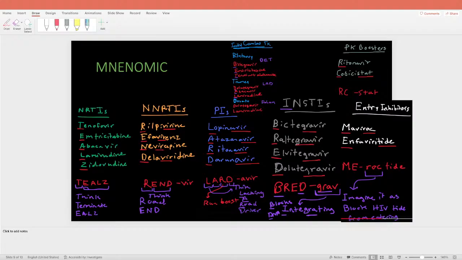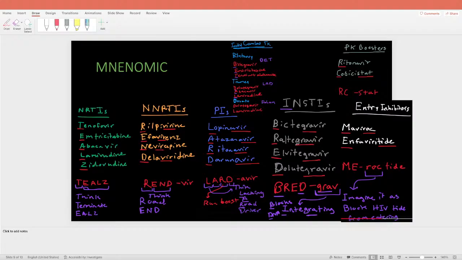was just like lard. Also think of things like AVIR here. You see AVIR, AVIR, AVIR at the end. So those are like PIs here. And one specific one I want to talk about was ritonavir.